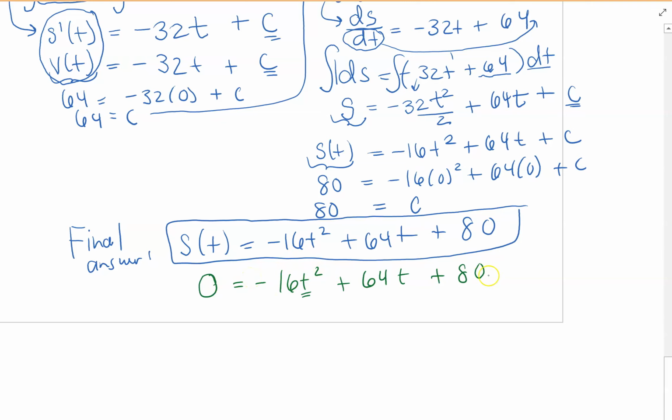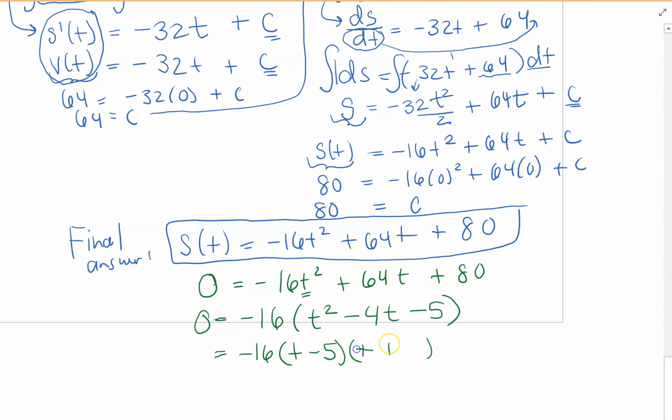Now, I'm going to try factoring this one because it looks like I can divide each of these by 16. So I'm going to try just factoring out a negative 16. So that'll change this to negative 4. And then this one to negative 5. And then I can factor from there because I know if I did t minus 5 and t plus 1, the negative 5 times 1 would multiply to negative 5, and then negative 5 plus 1 would add to negative 4. So I know that it could factor into these two factors.